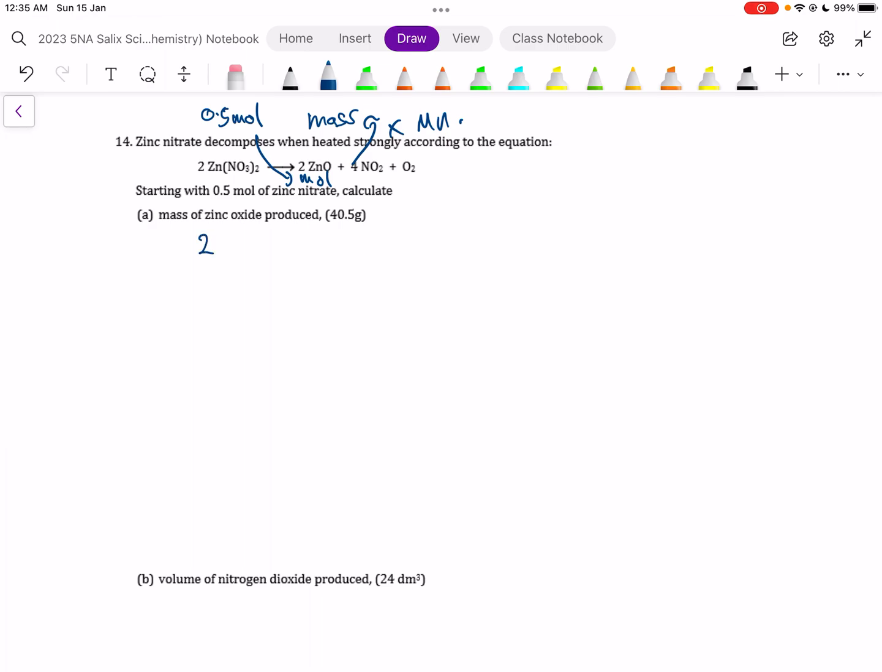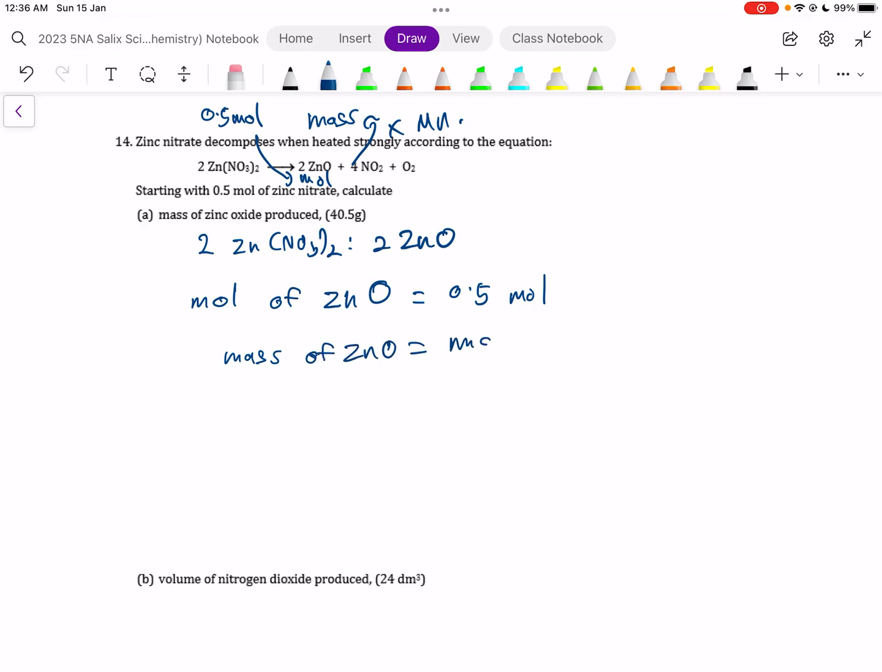Then the mole ratio is 2 zinc nitrate to 2 ZnO, so basically the same number of mole. First thing I do is find the number of mole of ZnO, 0.5 moles. Then after that you can find the mass of your ZnO by taking mole multiplied by Mr. So that will be 40.5 grams.